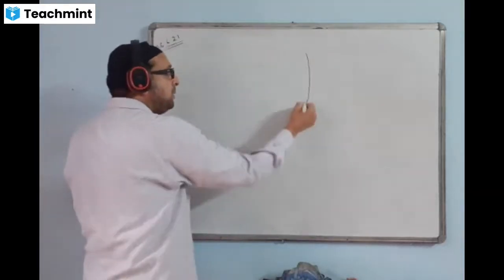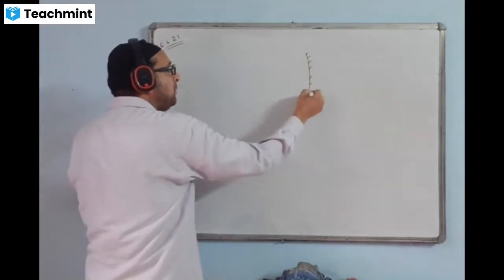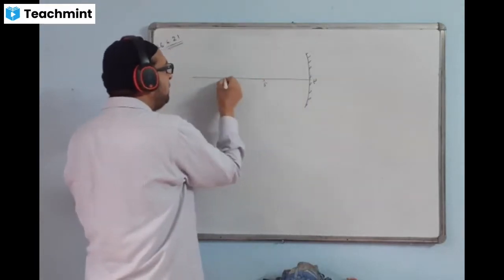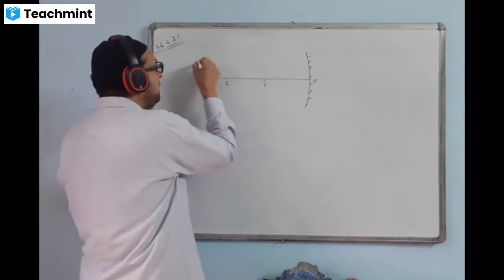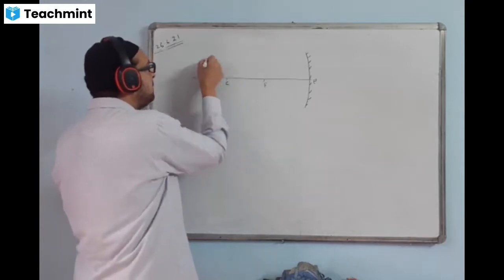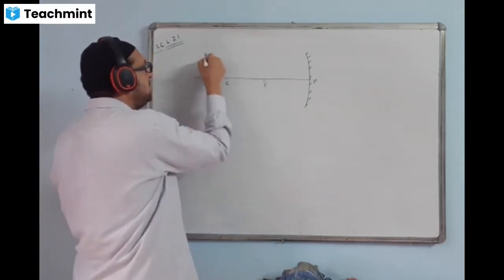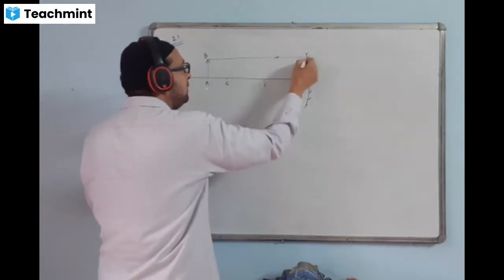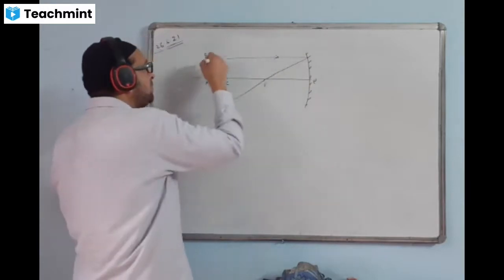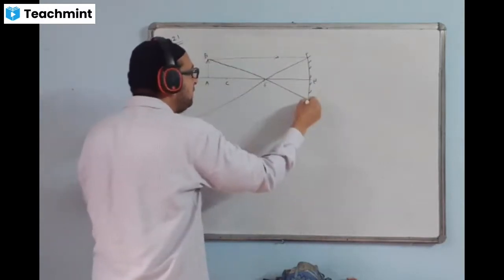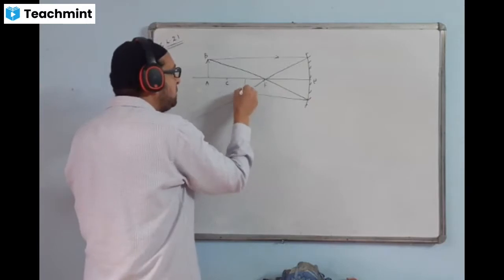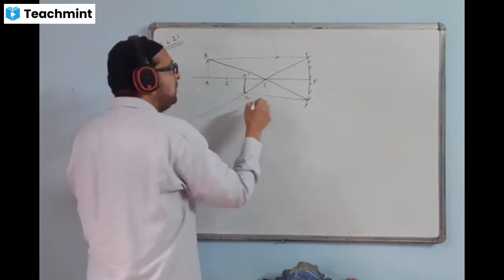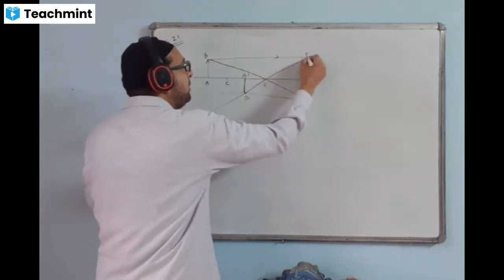I'll take the mirror here. Of course, concave mirror I am taking. Here is P, this is F, this is C. Rays, I'll take ray anywhere. Suppose AB is an object. I'll take one ray like this. This will pass through F. Next ray will pass through F and will become parallel. Here is the image formed. A dash B dash is the image formed. I'll draw a perpendicular here also.